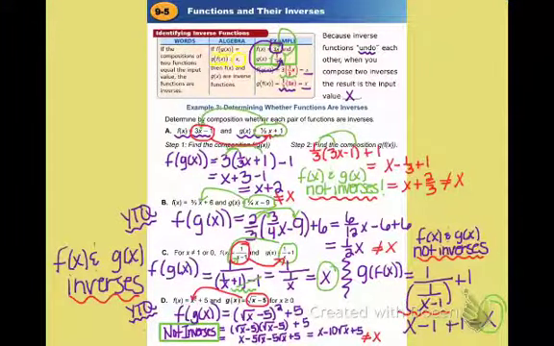Well, so once again we see that f of x and g of x are not inverses. I didn't even bother trying the second direction. Clearly this f of g of x did not turn out to equal x.